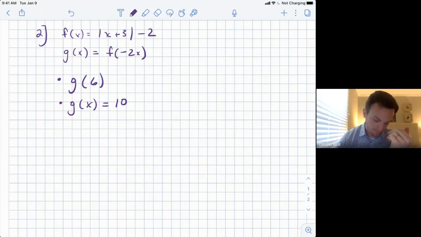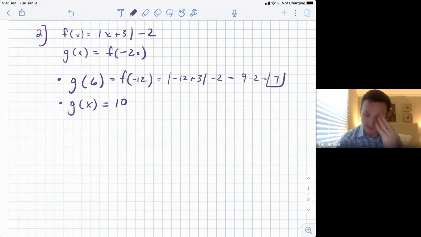Okay. So if we wanted to find g of 6, what would we find in terms of f? If we wanted to find g of 6, what should we find in terms of f? Negative 12, good. Now we could actually plug in f of negative 12. That would be negative 12 plus 3 minus 2. Absolute value of negative 9 is going to be 9. Minus 2 is 7.